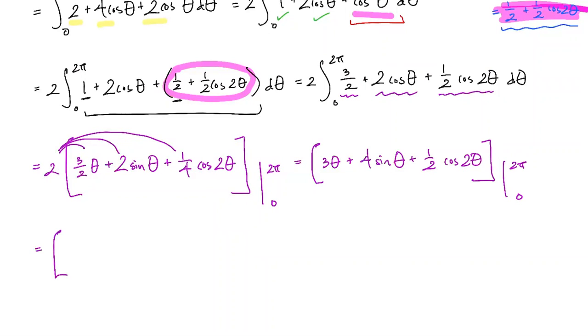So here we go. 3 times 2 pi plus 4 sine 2 pi plus 1/2. Whoa, sorry, this was not cosine, it should be sine. 1/2 sine of 2 times 2 pi. So after we integrate, there's no more integral symbol. That means there's no more d theta.